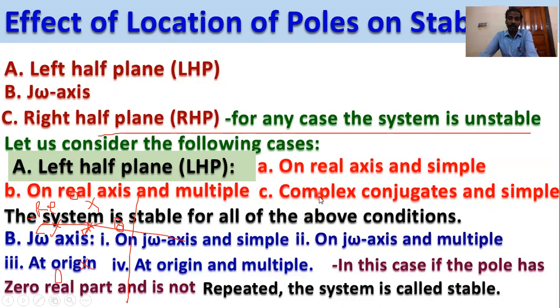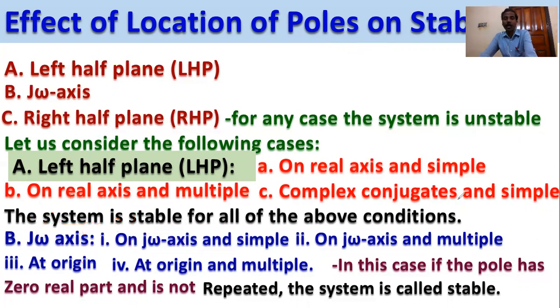Suppose a ramp function. This is the ramp function. In this case there are two poles, because 1 by s square, at the origin, two poles. And this is the graph. This direction is time, and this is the output. If time goes to infinity, the output also goes to infinity. This is not possible. So this type of signal is an unstable signal. So that is the effect of location of poles on stability.